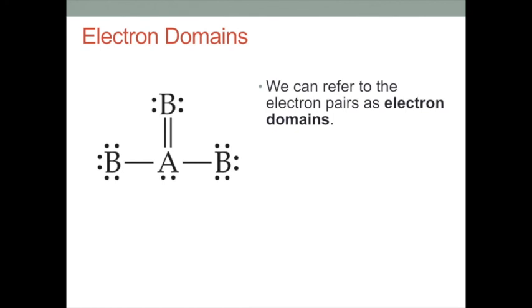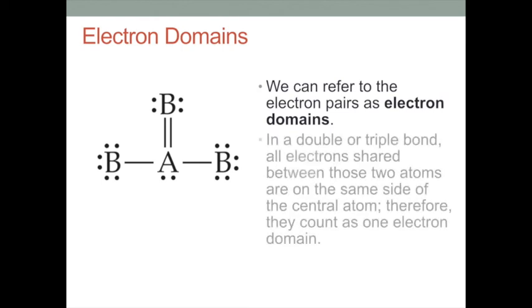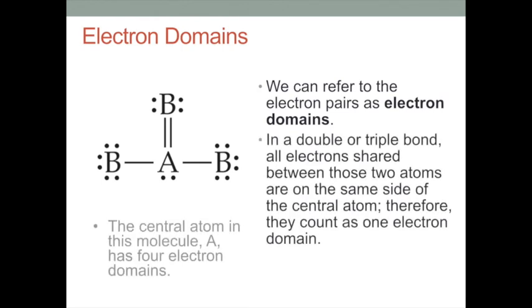Okay, electron domains can be a single bond, a double bond, a triple bond, or a lone pair, and all of them count for one domain. So here on this molecule, the A has a lone pair, so that would be one domain. It has a single bond, that's one domain. A double bond only counts as one domain, so does a triple bond. So in total, we have 4 domains around A.